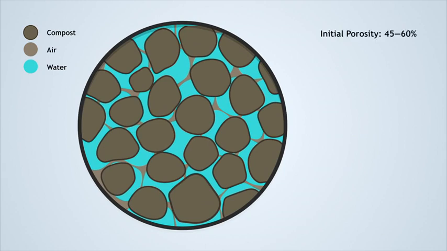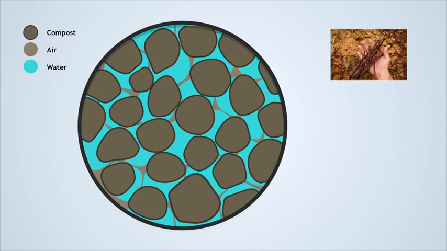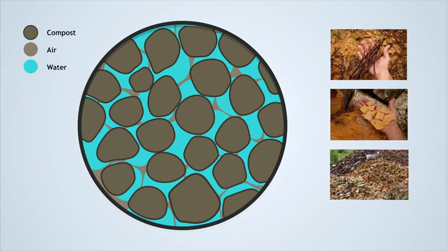Therefore, it is recommended to have an initial air-filled porosity of 45 to 60% and keep it higher than 35%, especially during the active phase when oxygen is required. Porosity can be increased by adding what is called structuring materials, such as branches, bark, hard fruit shells, etc. In the supplementary material, you will find a quick method to determine porosity.